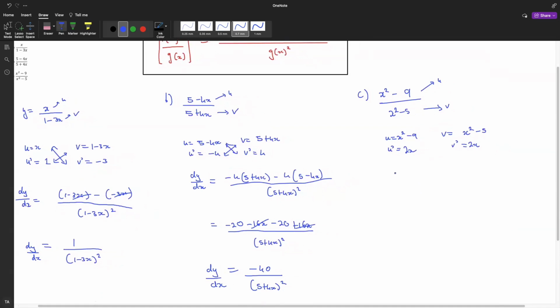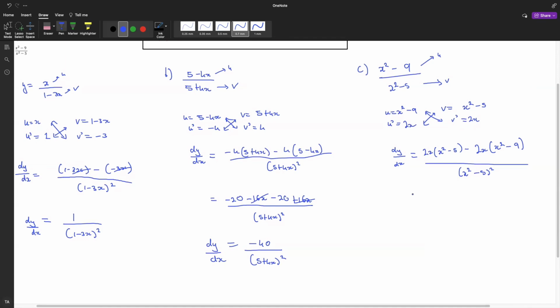Now you can go ahead and derive this. So the derivative of y with respect to x, again, we multiply these two first: that is 2x times x squared minus 5, minus, multiplying these two, 2x multiplied by x squared minus 9. And that goes over x squared minus 5 squared.